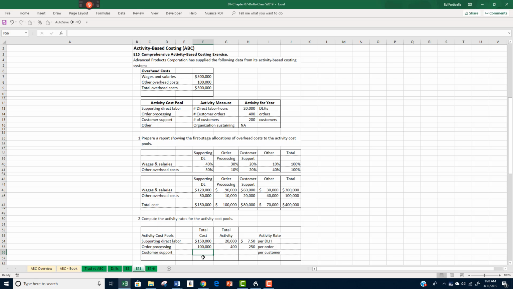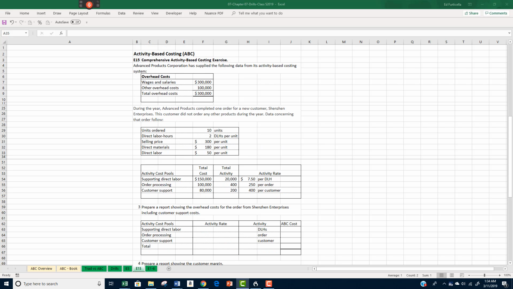The last cost pool that we're concerned about is customer support. The assigned overhead to customer support is $80,000. We expect to have 200 customers. So if we take 80,000 divided by 200, we get $400 per customer. That's the activity rate for customer support. At this point, we've determined the activity rate that we're going to use for each cost pool. Remember, there is no activity rate for other because other is categorized as organization sustaining.